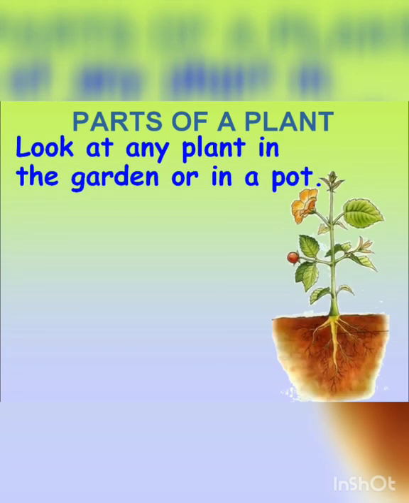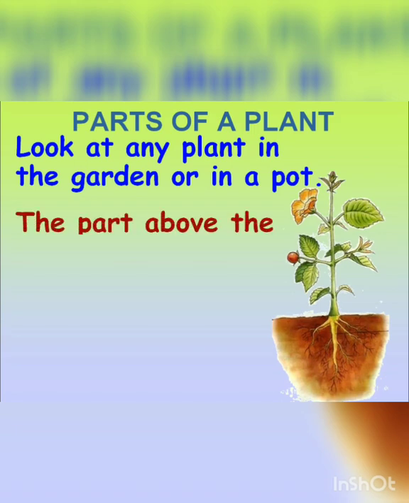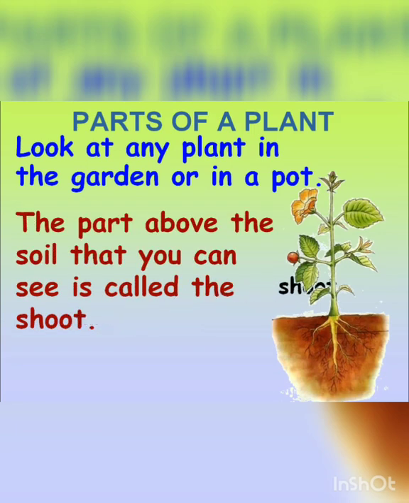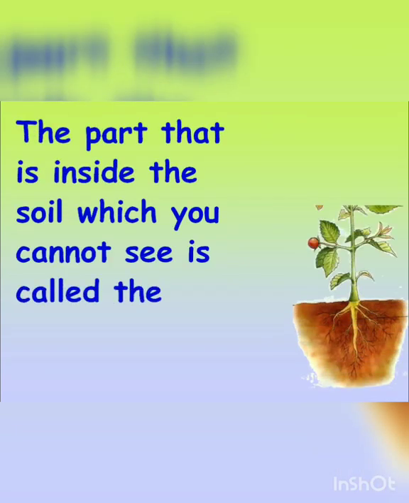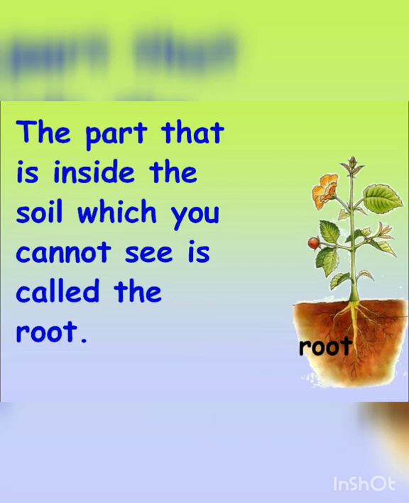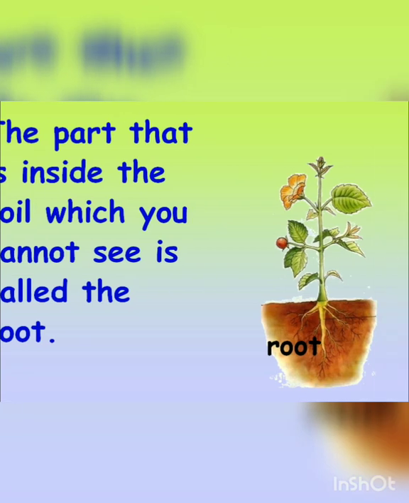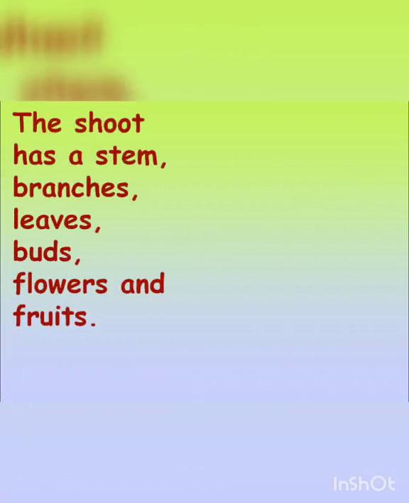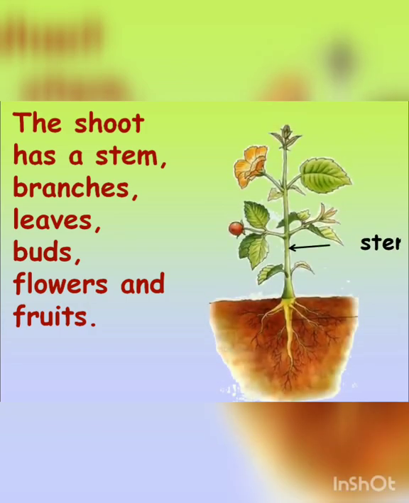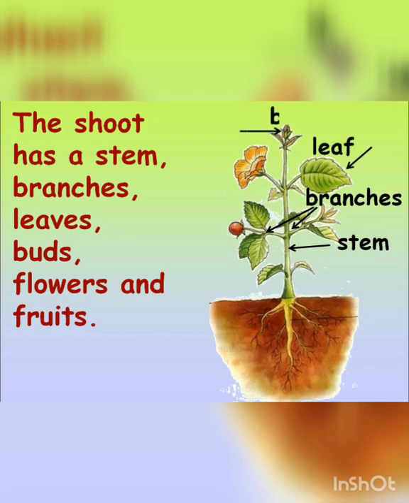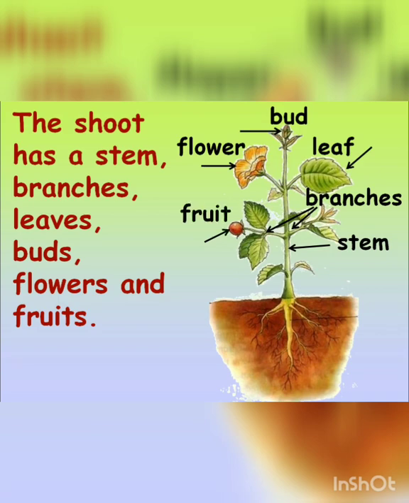Now students, look at any plant in the garden or in a pot. The part above the soil that you can see is called the shoot. The part that is inside the soil which you cannot see is called the root. Root is present inside the soil and it is underground. Now I will tell you the other parts of the plant. The shoot has a stem, branches, leaves, bud, flower, and fruit. You can also see these parts in the picture.